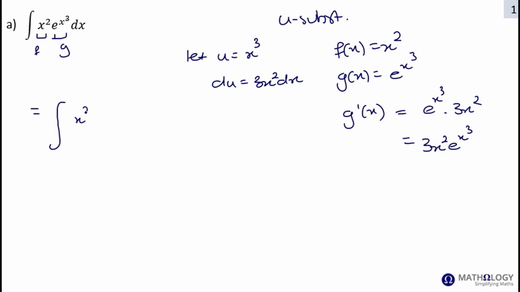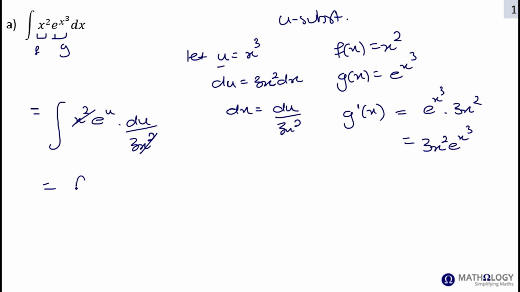So we'll have the integral of x squared. We have x cubed is u, so it's going to be e to the u, and then dx will be du divided by 3x squared. So dx, we are going to write this as du over 3x squared. So we've got the variable u and the du. The x squared is now going to cancel with the x squared. So there's only one variable in this integral.